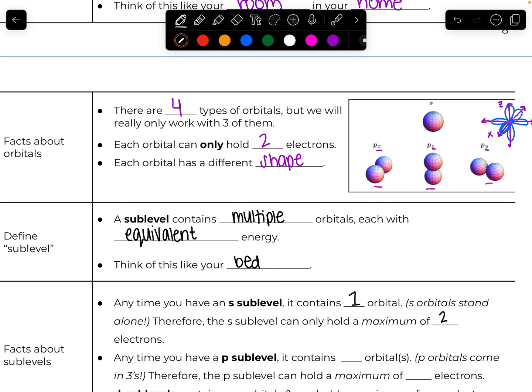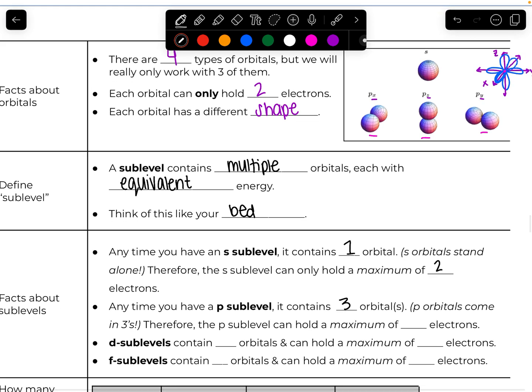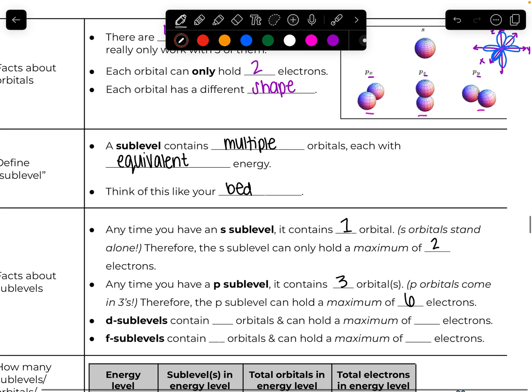Now think about 3. So p's come in 3s. A p contains 3 orbitals, each with equivalent energy. So 3 orbitals, each orbital can hold a maximum of 2 electrons. So total, the p sublevel can hold a maximum of 6 electrons. Each orbital holds 2. Then you have d. d sublevels contain 5 orbitals total. If I double that, because 2 electrons can fit in each orbital, I get 10 electrons total in the sublevel. And for f, it's got 7 orbitals, so I can hold a maximum of 14 electrons.